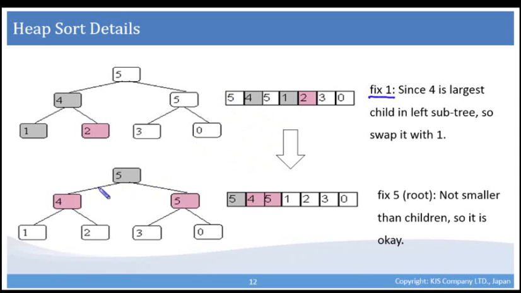And now we move on to the top root. Here we're looking at this set of data, the highlighted data here. And what we can see is that 5 is not smaller than any of the children, so it is okay. So this completes our heap sort details.